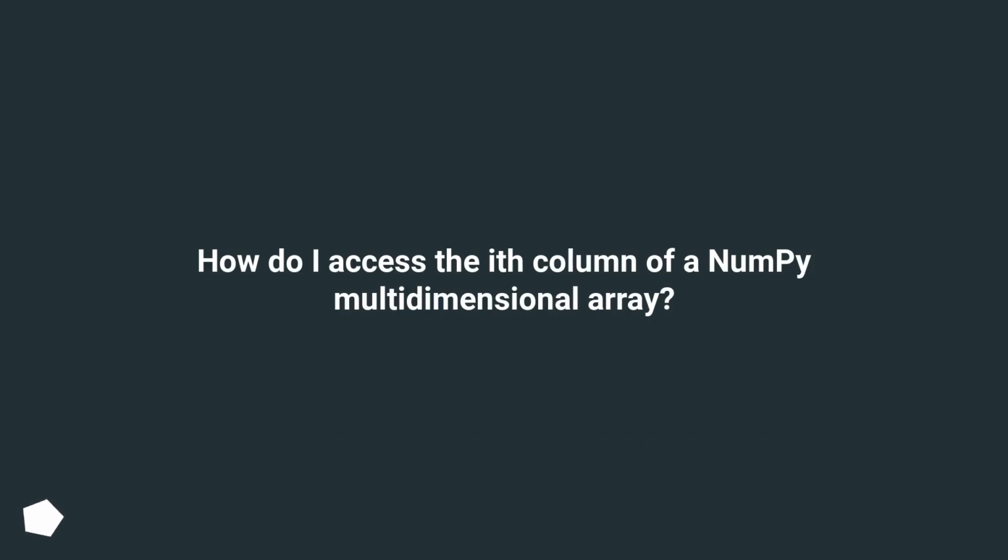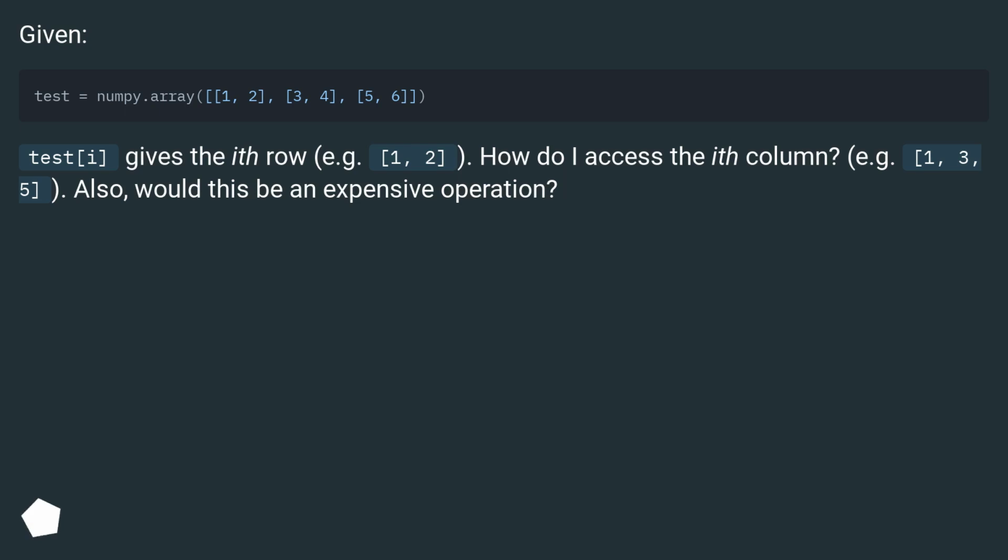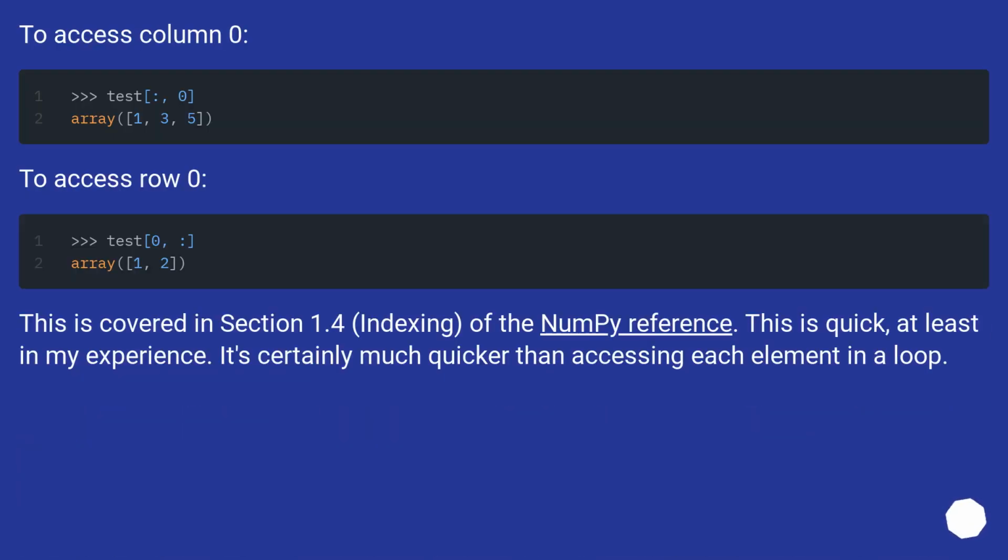How do I access the ith column of a NumPy multidimensional array? To access column 0. To access row 0.